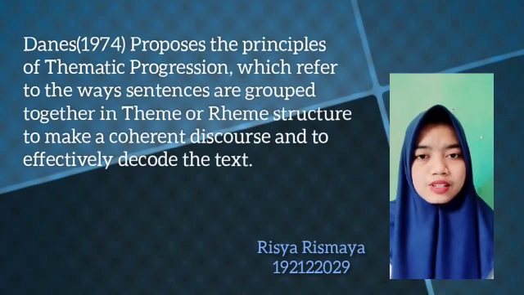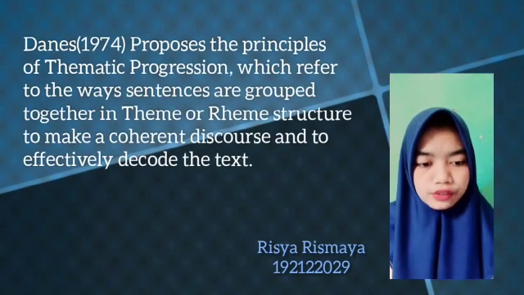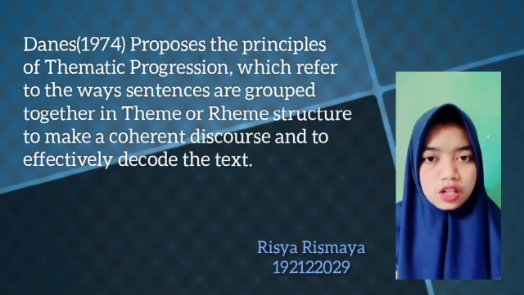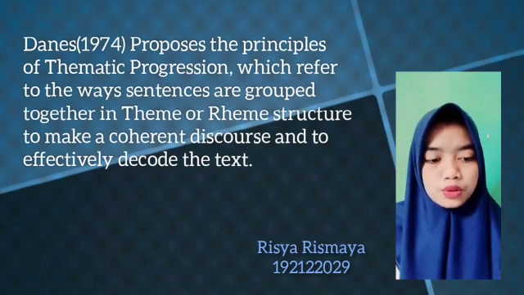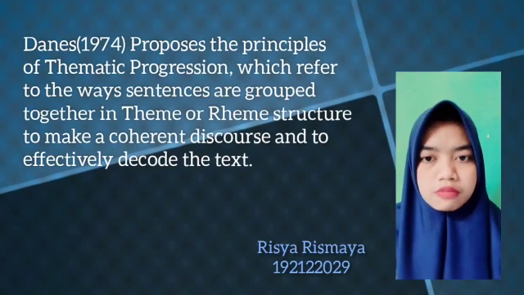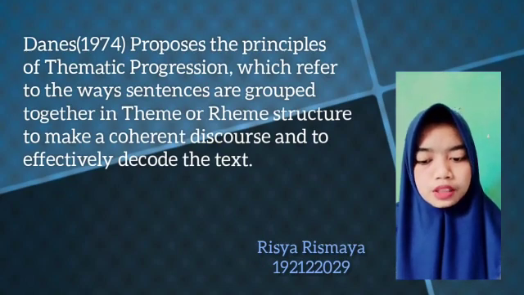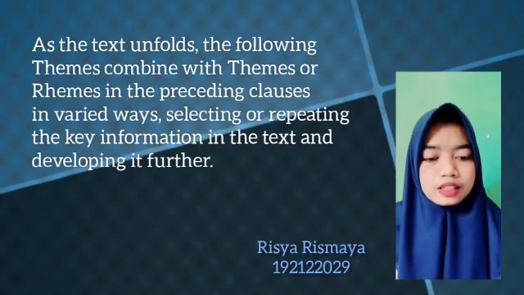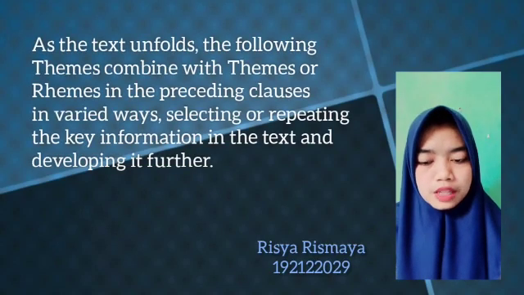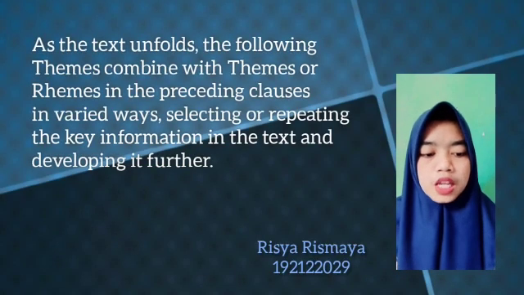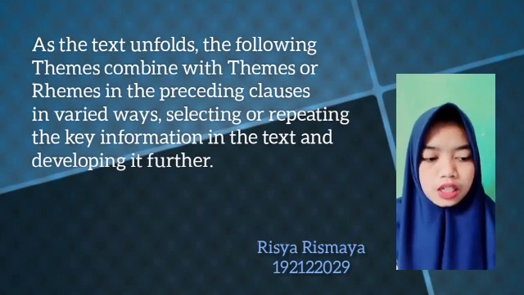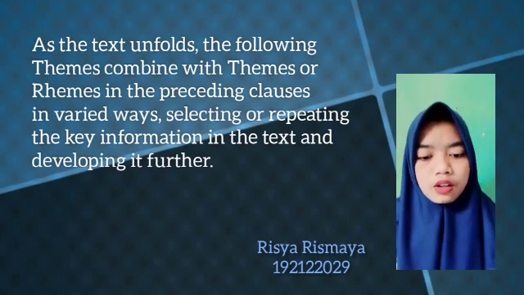Danes (1974) proposes the principle of thematic progression, which refers to the way sentences are grouped together in theme or rheme structure to make a coherent discourse and to effectively decode text. As the text unfolds, the following themes combine with themes or rhemes in the preceding clause in the third way, selecting or repeating the key information in the text and developing it further.